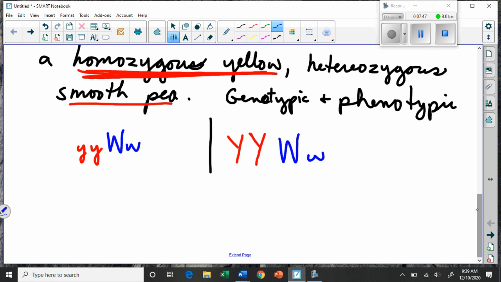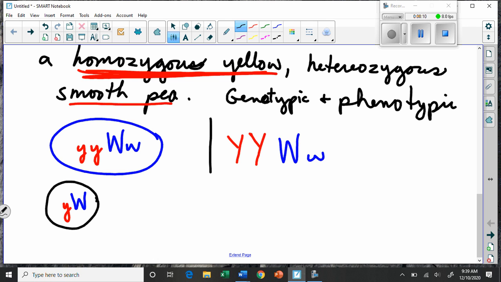So the possible genotypes for this person, if we look at the red, there's only one letter they can give. It's a small y. But that small y could end up with the big capital W. That's one possible, let's call this the male, that's one possible sperm genotype. But the small y might also end up with the little w. So the other possible genotype would be this. This would be the other possible sperm you could get.